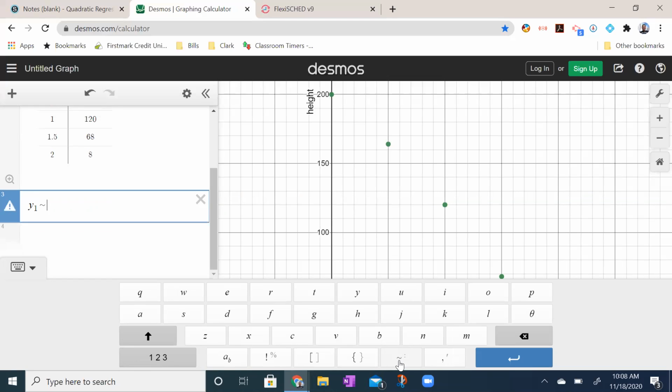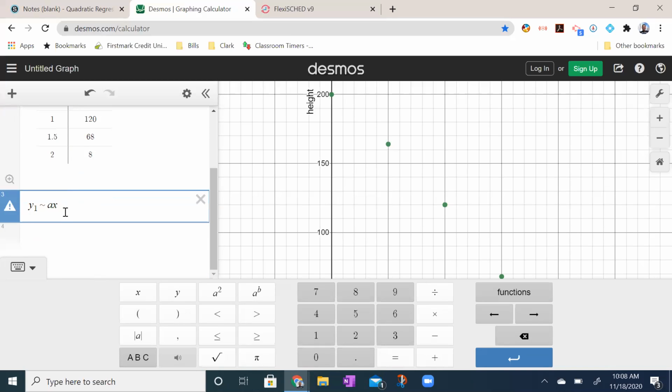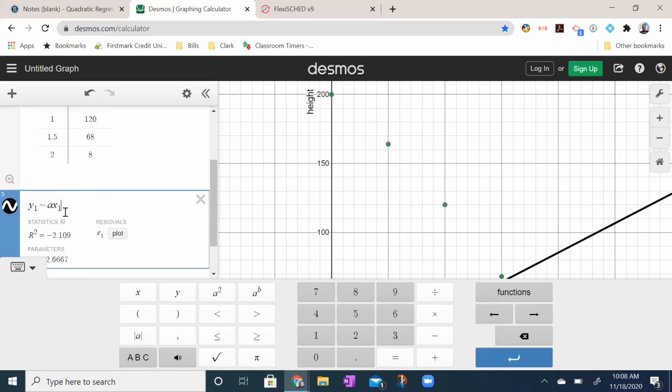All right, and you're going to use that instead of equals, and that's what's going to tell Desmos that you're going to do a regression. Okay, and then I'm going to type in my standard form. So I'm going to put a, all right, and then x. But because it's x, we want to reference these numbers. We got to put the 1 underneath. So press the 1.